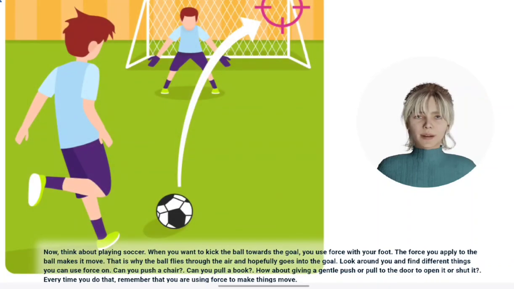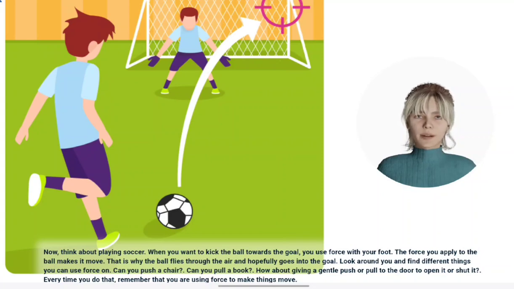Now, think about playing soccer. When you want to kick the ball towards the goal, you use force with your foot. The force you apply to the ball makes it move. That is why the ball flies through the air and hopefully goes into the goal.